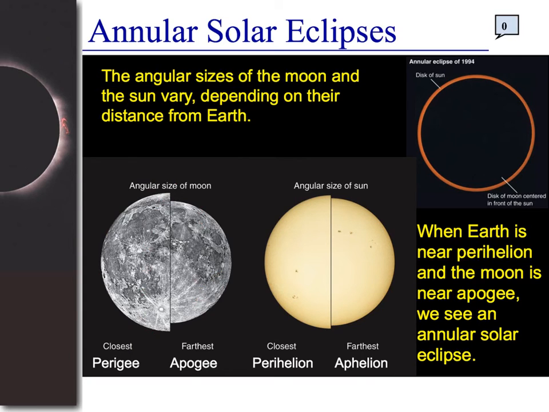So when Earth is near perihelion, so we're closer, and the moon is near apogee, so it's further, we don't have the conditions to completely block the sun, and you can see it appears to have an orange ring, not those layers of solar atmosphere surrounding it.